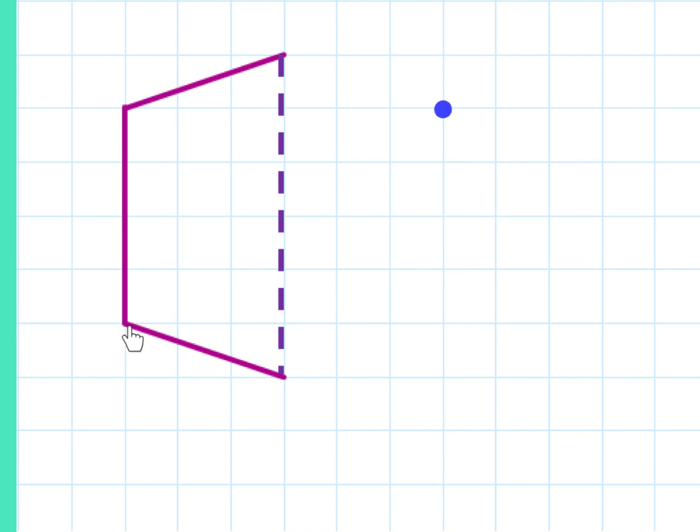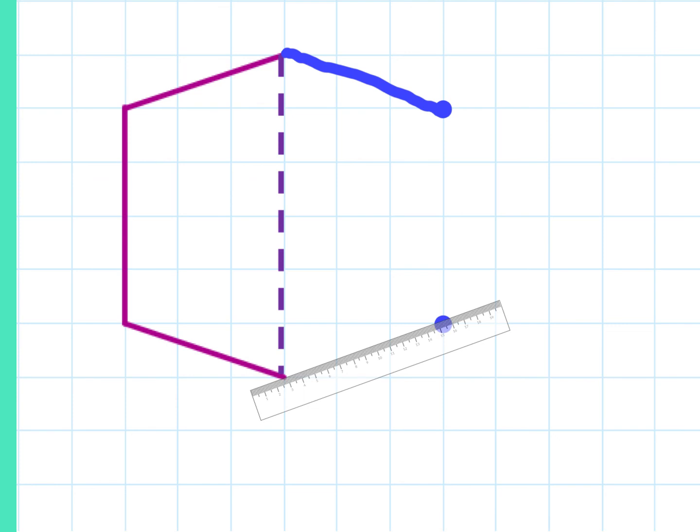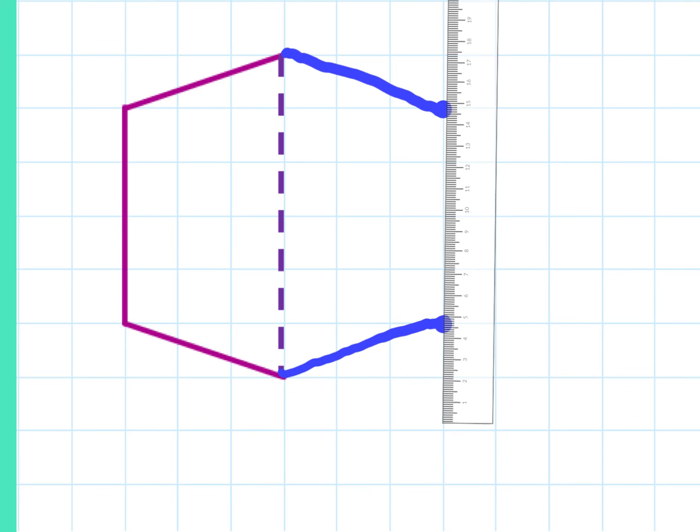Using this vertex, we can see also that it's 3 units wide. So we need to double this to make it 6 units wide. So 1, 2, 3 makes 6 in total units wide. Now let's use a straight edge to complete our line segments. We will draw a line from the line of symmetry to the first dot. Then we will draw another line from the line of symmetry to our second dot. Then we will connect our dots to complete our figure.